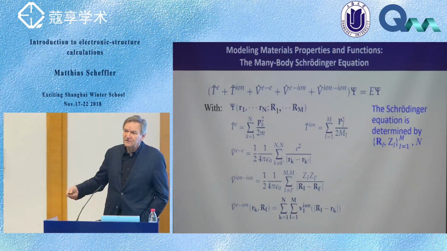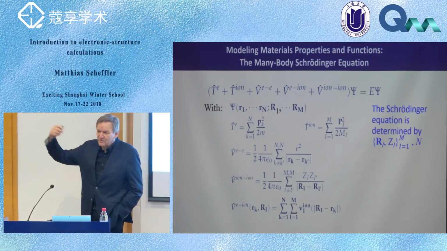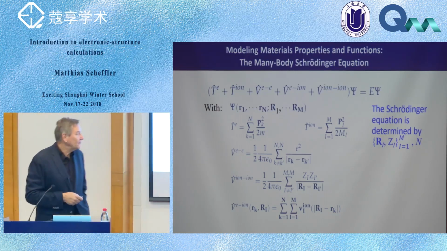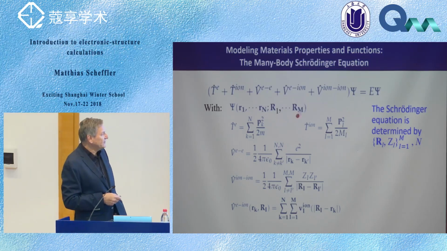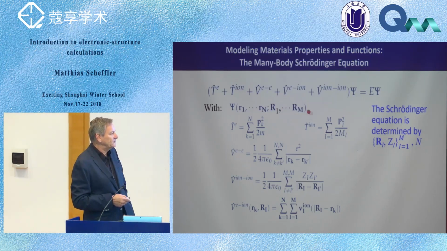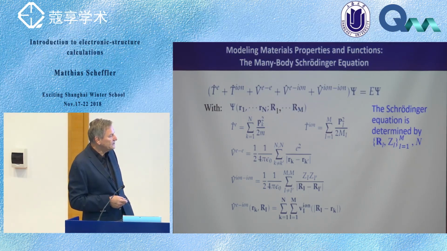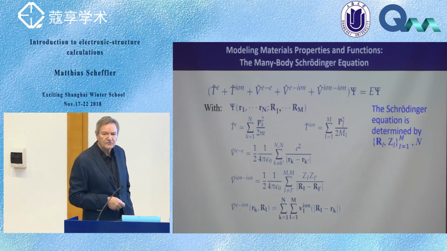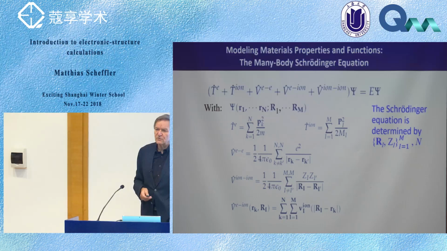We're talking about a solid, so that is 10 to the 23 electrons. And of course, the number of atoms, m, is also a big number. It's the same, of the order of 10 to the 23. So this is the Schrödinger equation, which is determined by the atomic positions, by the quantum numbers of the nuclei, from nucleus 1 to m, and by the number of electrons. So these numbers control everything.